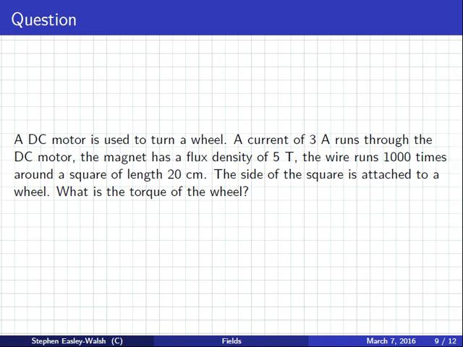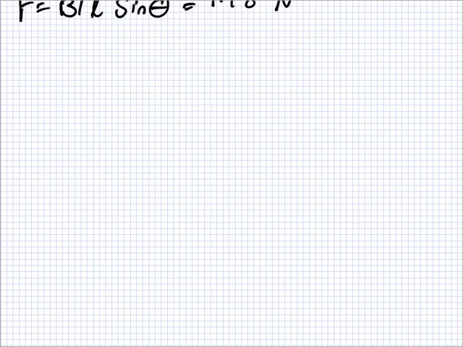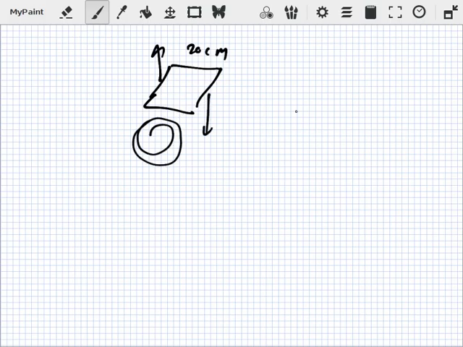So a DC motor is used to turn a wheel. You have 3 amps and 5 Tesla and 1,000 turns and a square of length 20. So this here is 20 centimeters and there's a force up and there's a force down and it's turning, of course. And the formula for the turning force is IBAN.